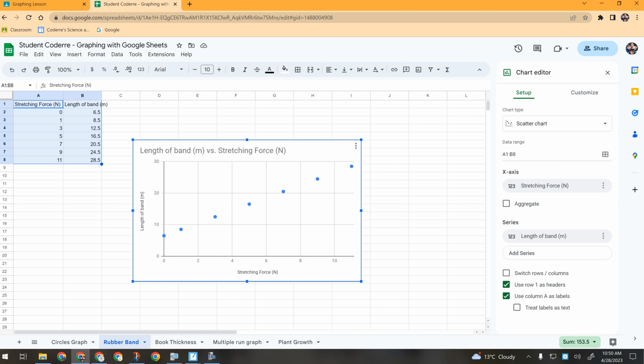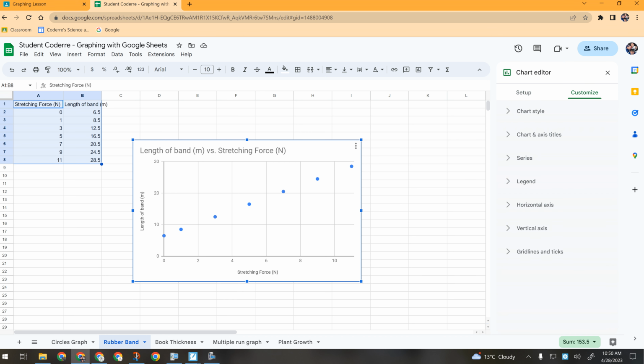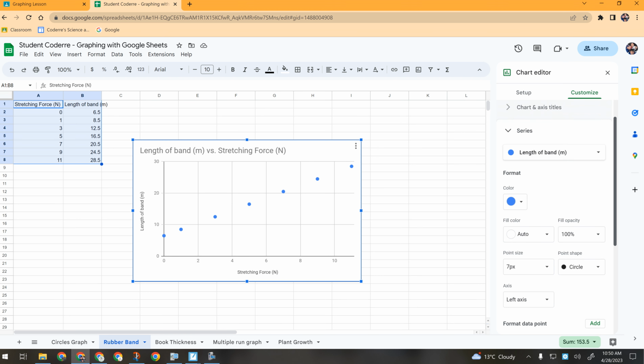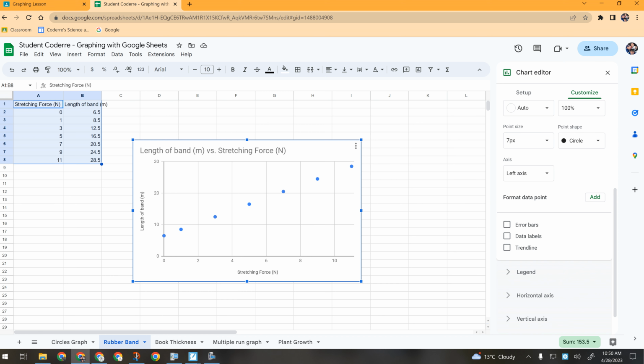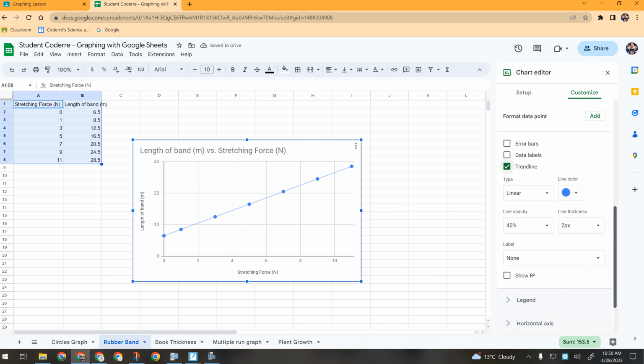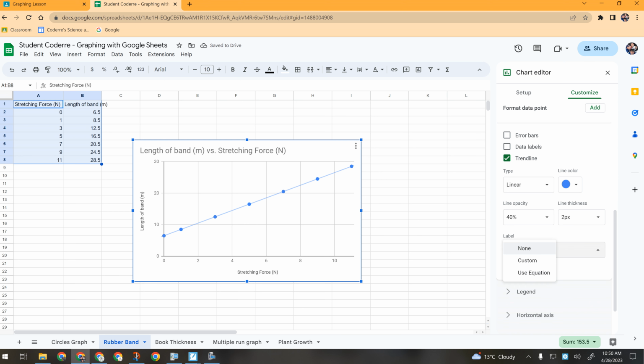Right? So we want to go to customize because we've already got the graph built the right way. We just need to put on the line of best fit. So we just scroll down here in the customize the series part, check the box for trend line, and hit the label box, put in use equation, and we've got our graph built. Okay, so it really doesn't take long. That's the nice thing about Google Sheets.